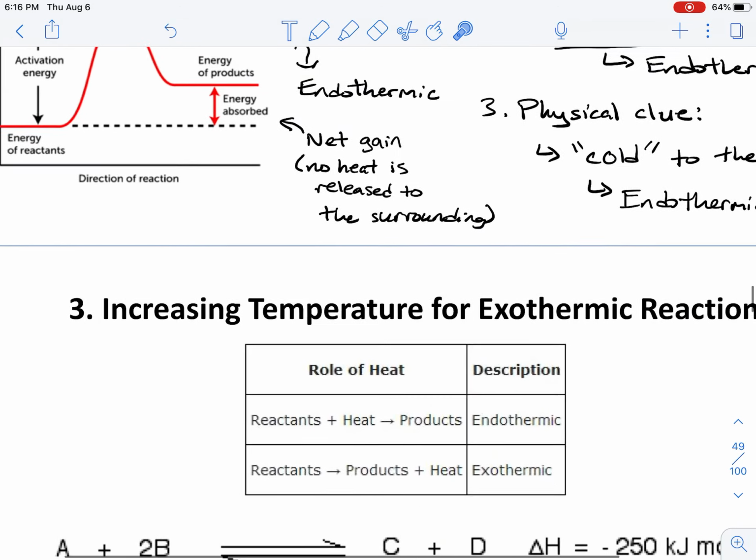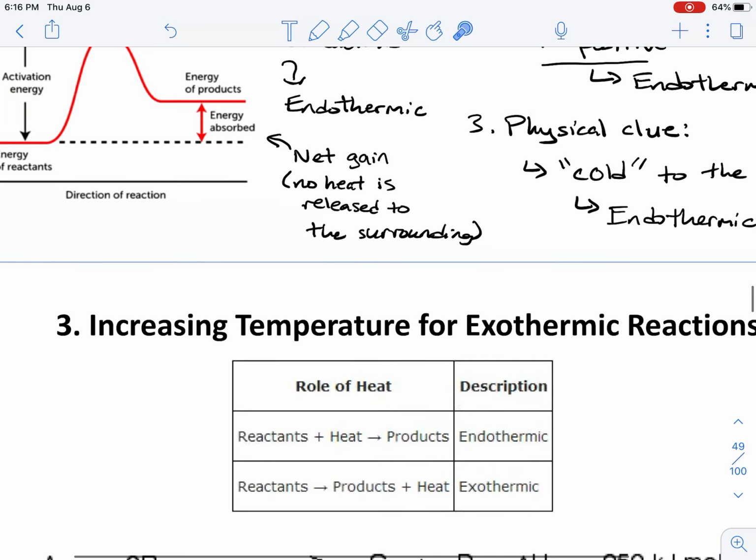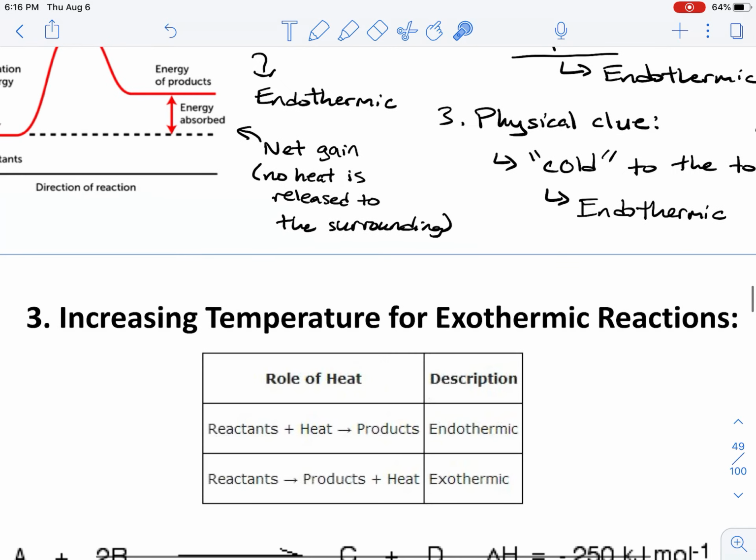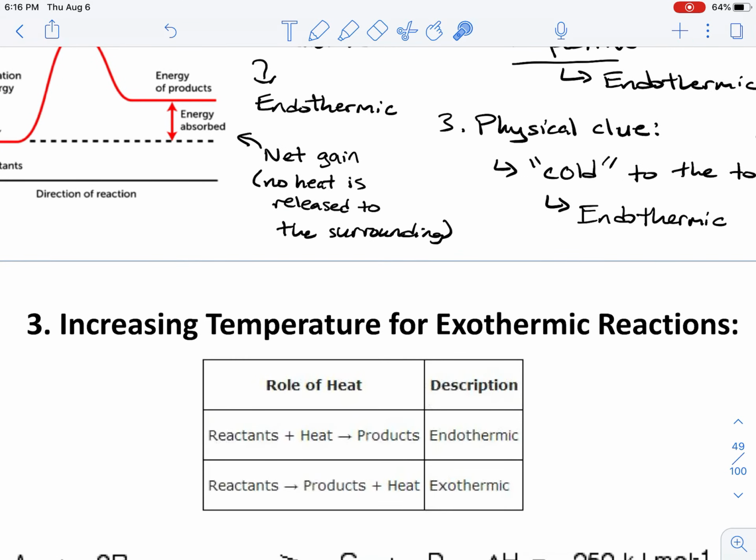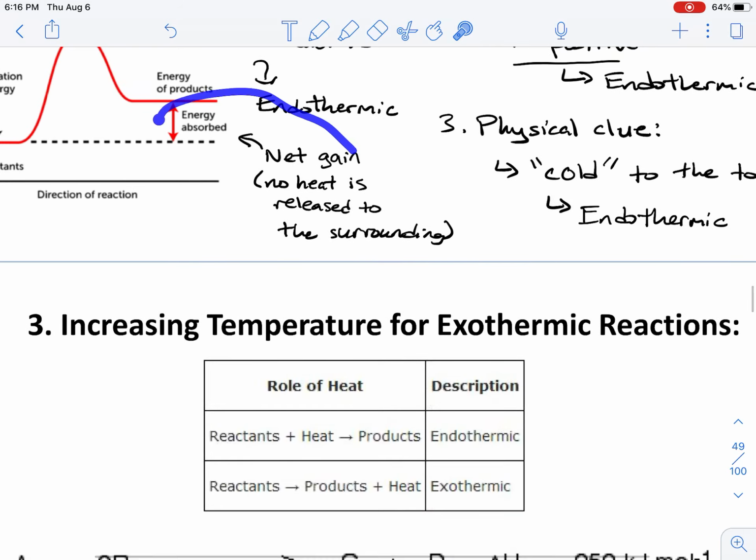And so in a chemical equation, we can represent an exothermic reaction with heat being placed on the side of the products. In a similar manner, heat for endothermic reactions, since there's going to be a net gain, energy is being absorbed, it's going to go to the side of the reactants.